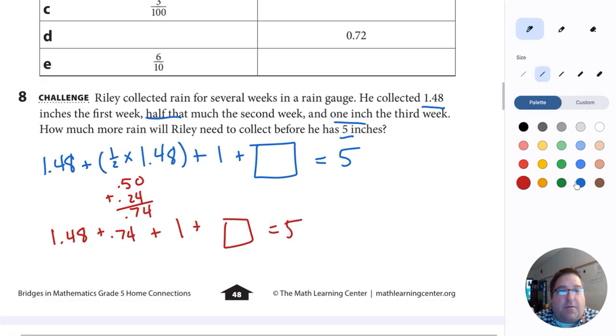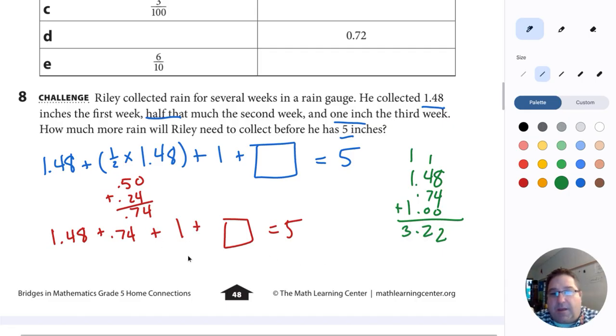Cool. So now we've got 1 and 48 hundredths plus 74 hundredths plus 1 plus something is going to equal 5. All right, let's go ahead and add these up real quick. We got the 1.48, and we just figured out that was 74. And then we got to add one more. Again, it's all about lining those decimals up. That 1 we can think about as 1 and 0 hundredths. 8 plus 4 is 12. And then we get 3. So we've got 3 and 22 hundredths plus something is going to equal 5.